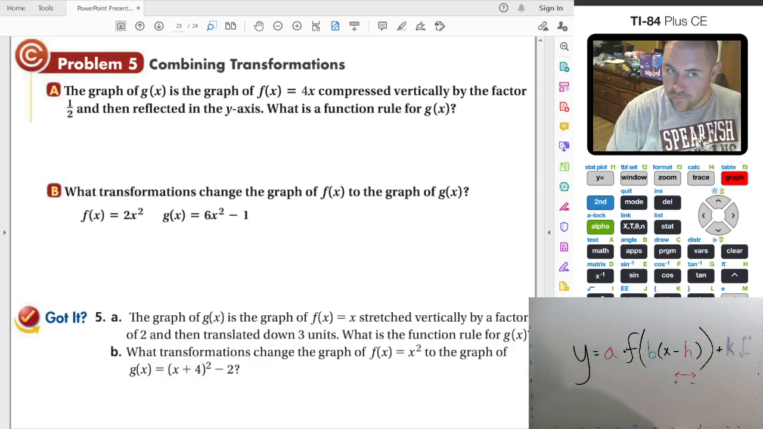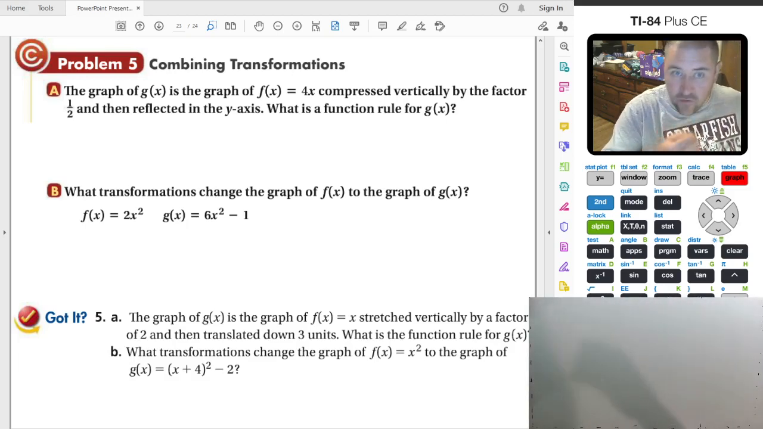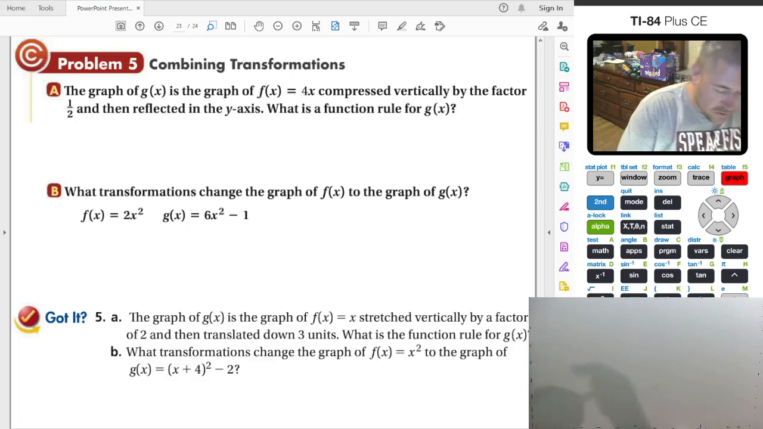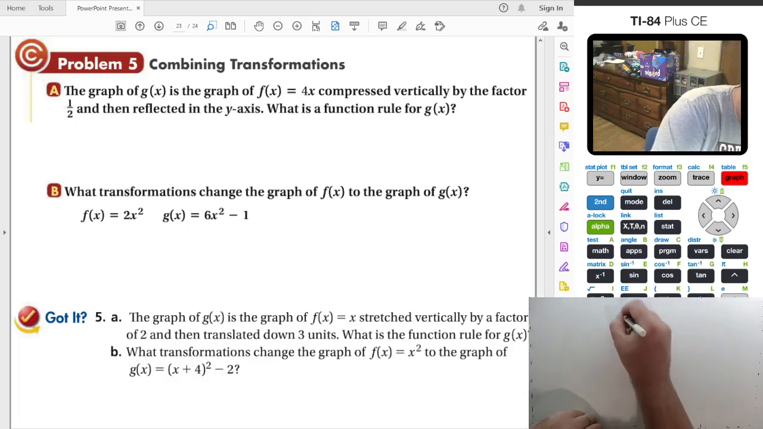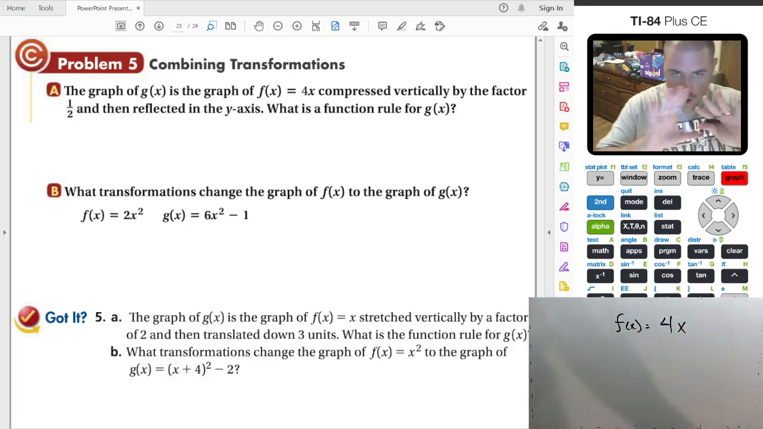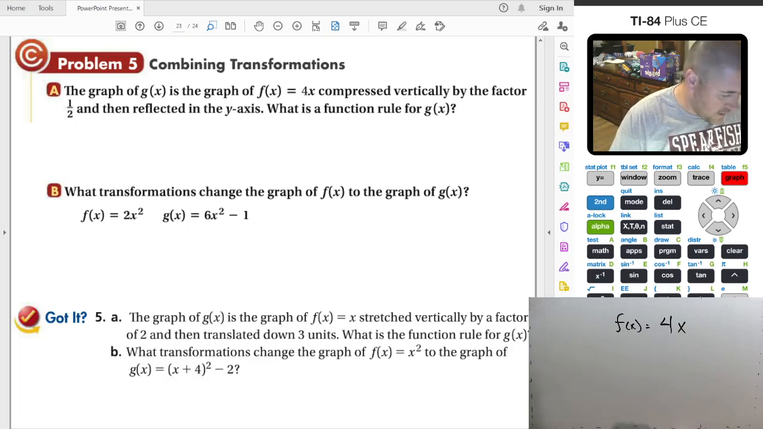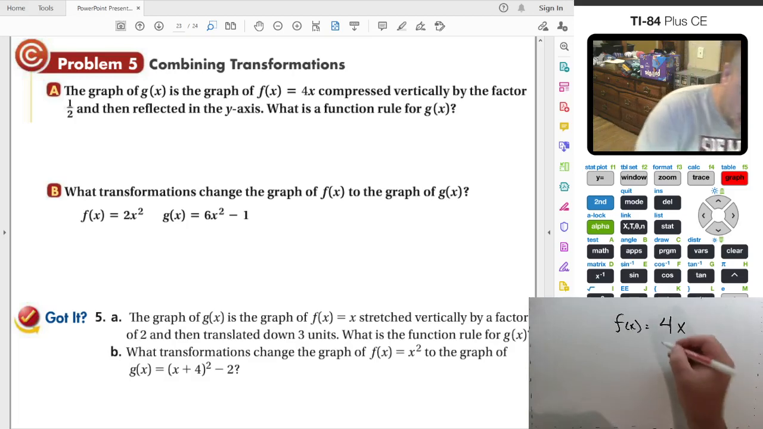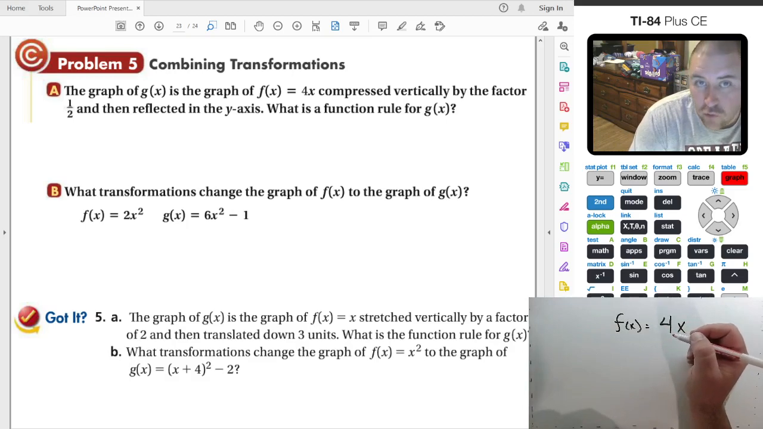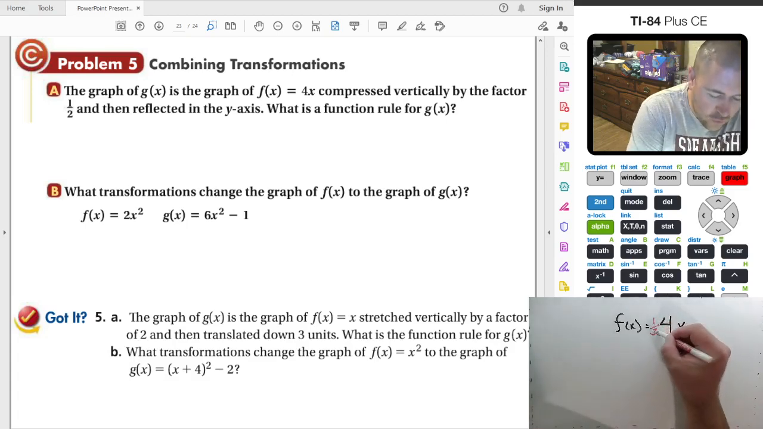Here we go. It says the graph, g of x, is the graph f of x equals 4x. So I'm going to start with that. Original. Compressed vertically by a factor of a half and reflected in the y-axis. Well, a vertical compression is in the A spot. There's already a 4 in the A spot, so you just jam a 1/2 with it.